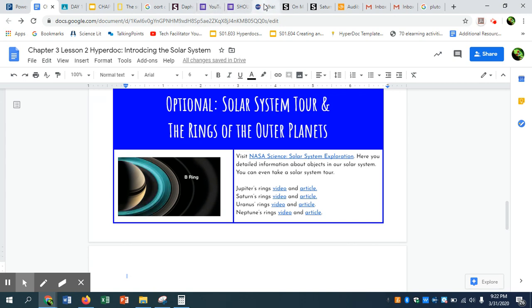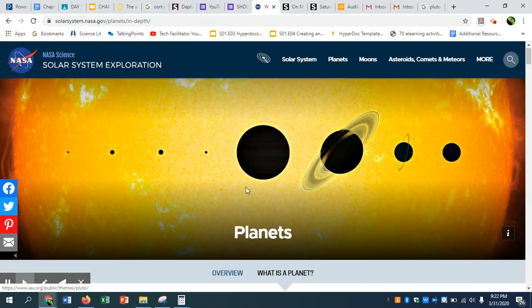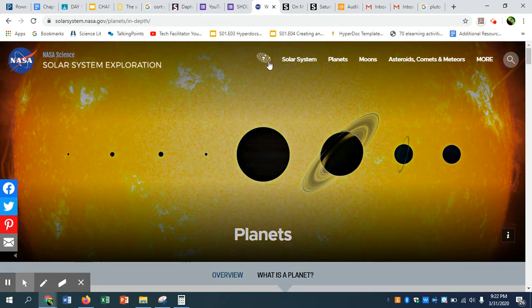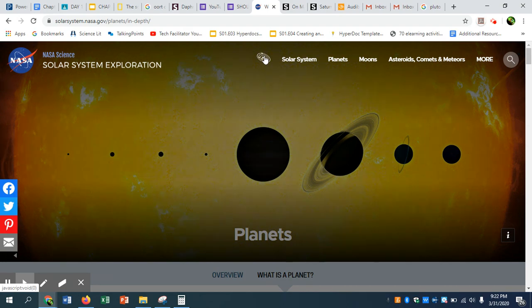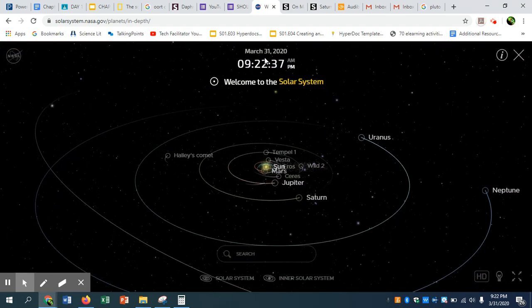Okay. Here you read that article, What is a Planet? But what's really cool about this website is if you click this option right here with all these planets moving around. It's going to take a minute to load, but it gives you a view of the solar system. It tells you the time of day. Yes, you can see when I'm recording this now.